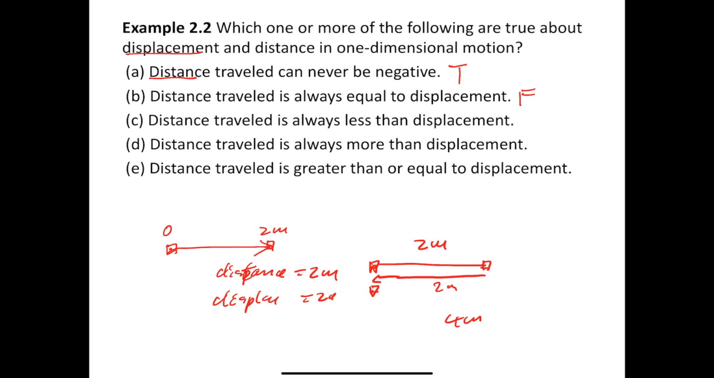You remember sometimes in examinations, this is where the logic comes in. So it's false, because it could be equal. It could be equal. You will lose marks in the exam already. And distance traveled is always more than displacement? False, because it can be equal. Distance traveled is greater than or equal to displacement: true. Now, this is not just physics, it's about the language or the logic. So be careful in any exam situation.